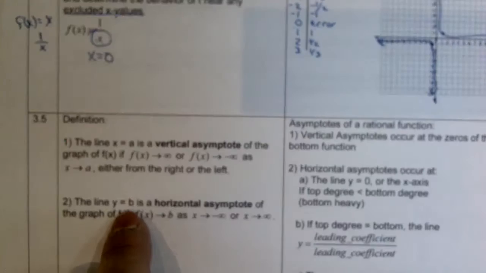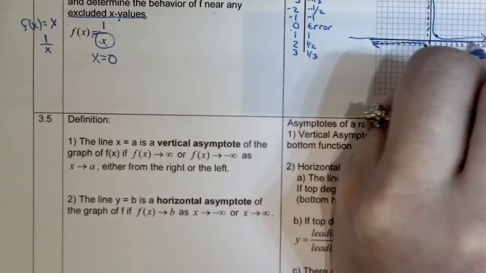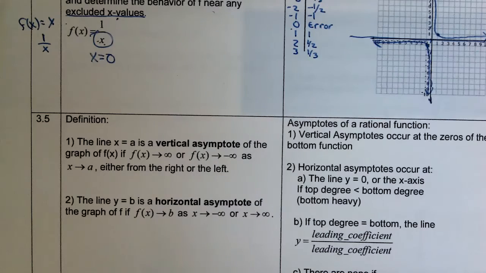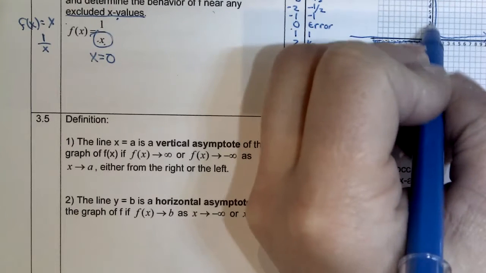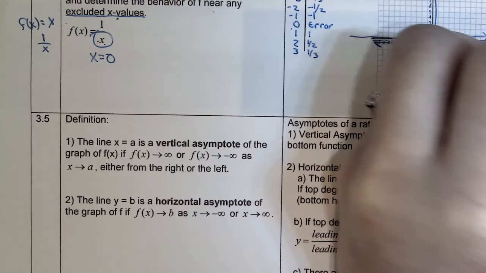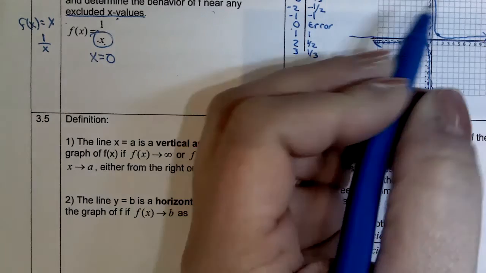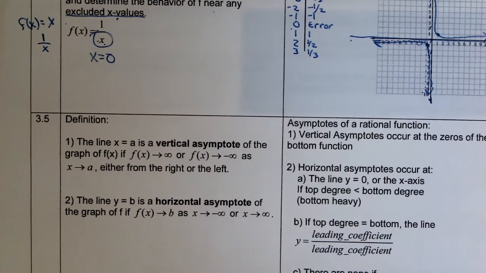It's also the same for horizontal asymptotes. Here, there's also a horizontal asymptote at y equals 0. As y gets closer and closer to 0, over here our x approaches positive infinity, and over here our x approaches negative infinity. So the same thing. In other words, they're getting closer and closer, but they're never touching. That is what an asymptote is.